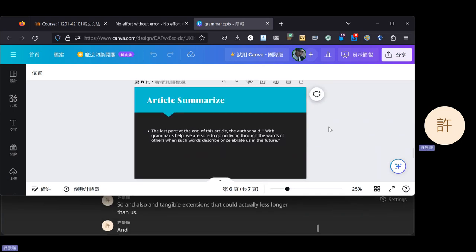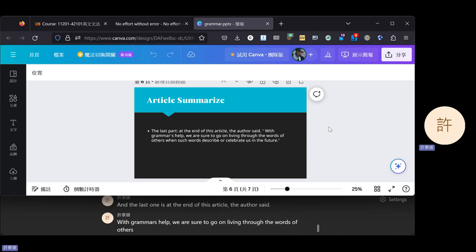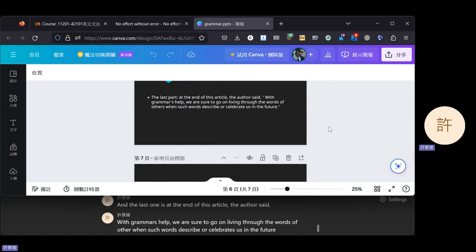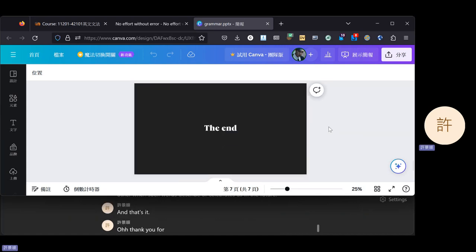And the last one is, at the end of this article, the author said, with grammar's help, we are sure to go on living through the words of others when such words describe or celebrate us in the future. And that's it. Thank you for listening.